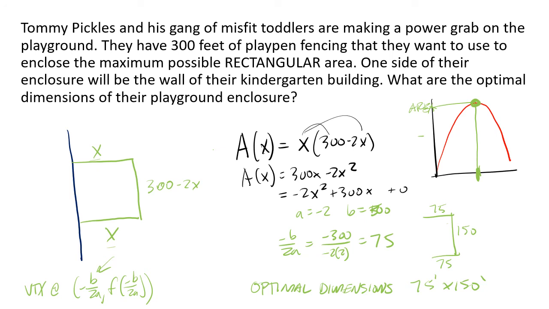So anyway, that's how you can use these ideas of a parabola to solve this, obviously a very important problem. Tommy Pickles and Chuckie and Phil and Lil, and absolutely not Angelica. It's important. They're a good gang. They need to have their space on the playground.